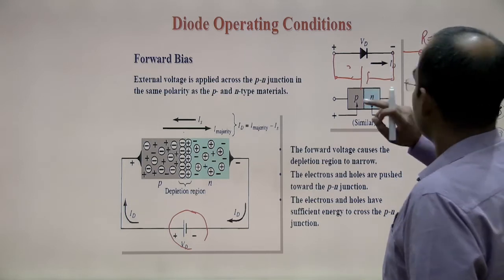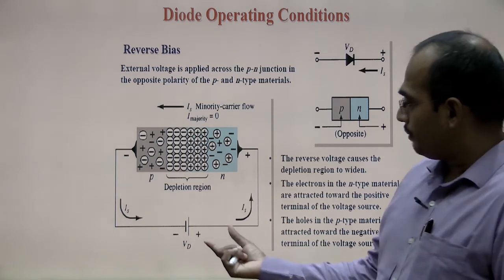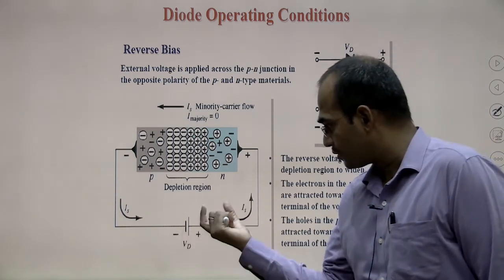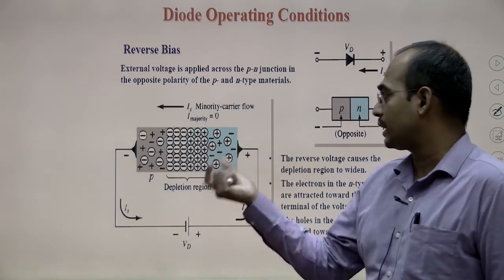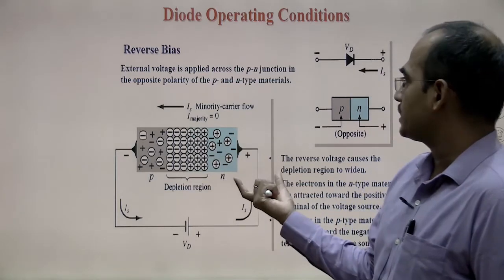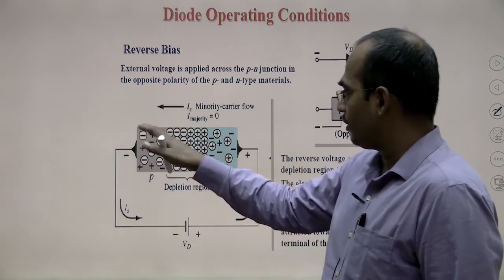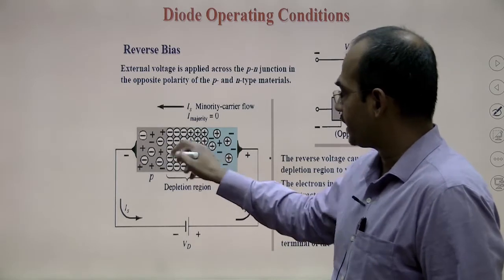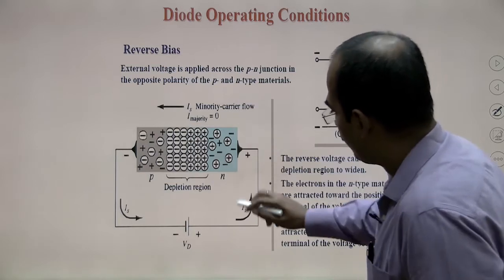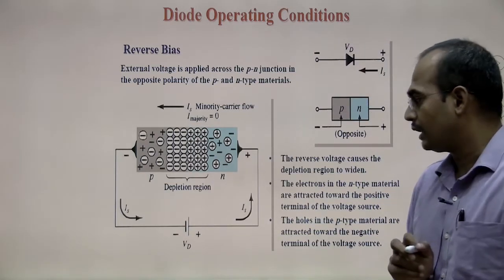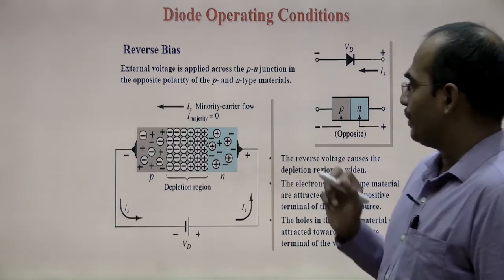Next is the reverse bias condition. What is reverse bias? When external voltage is applied in such a direction that it increases the barrier potential of the junction, it is known as reverse biasing. Or you can say when the P side of the PN junction diode is connected to the negative terminal of the battery and the N side is connected to the positive terminal of the battery, the biasing condition is known as reverse biasing.